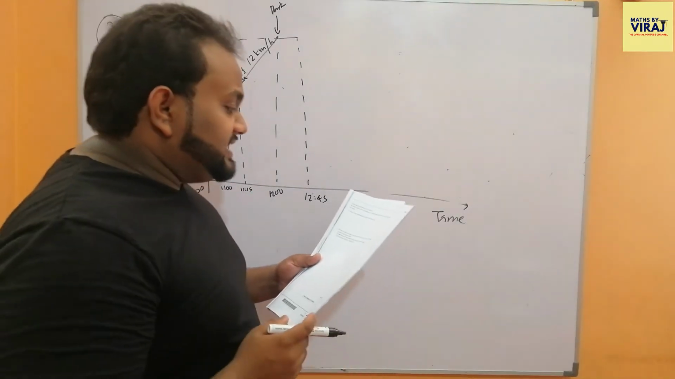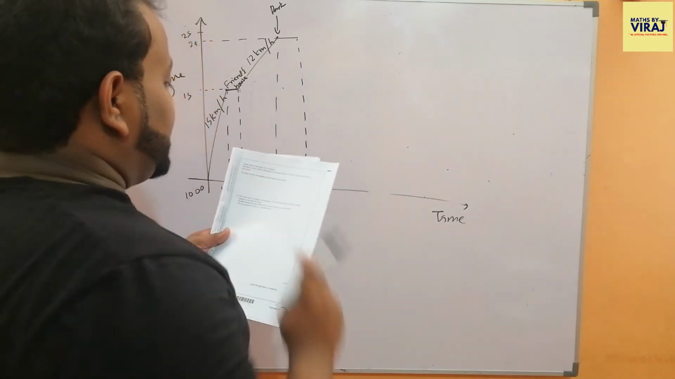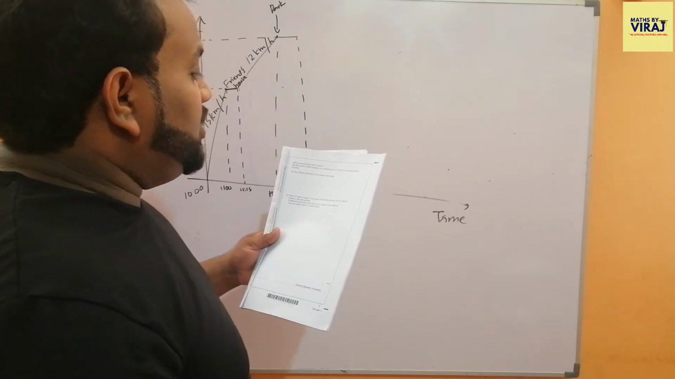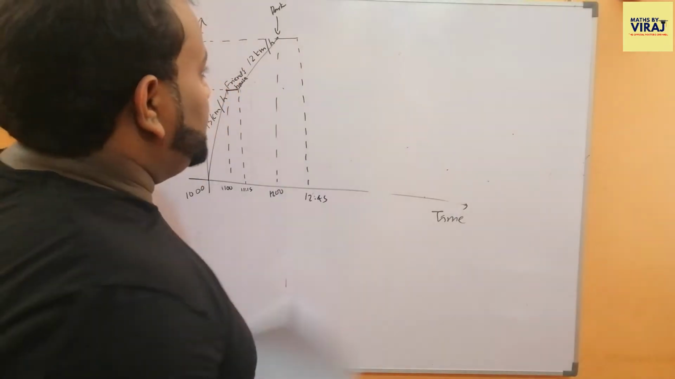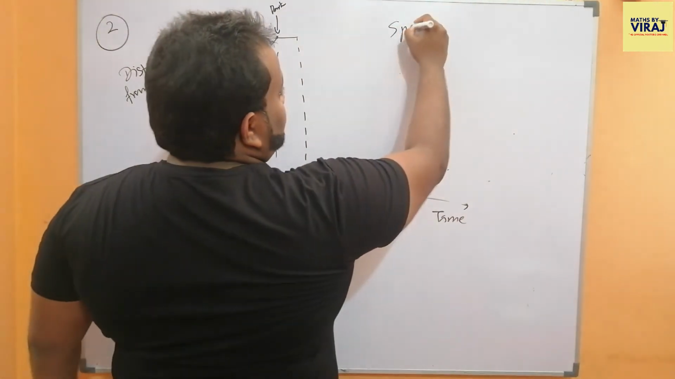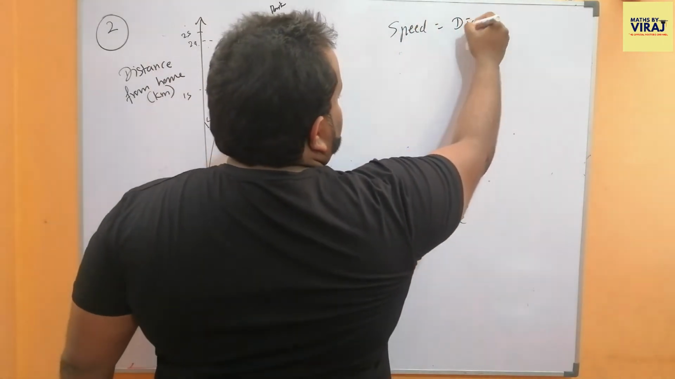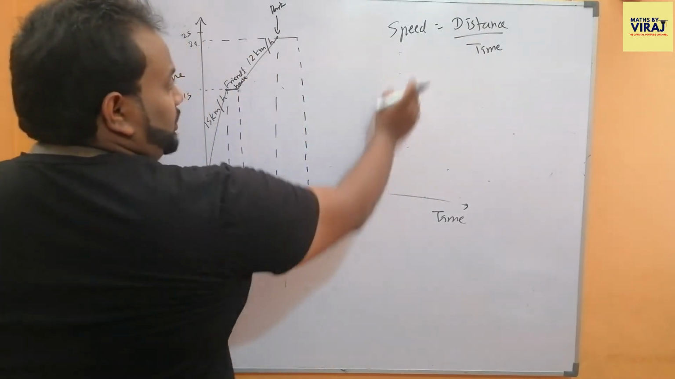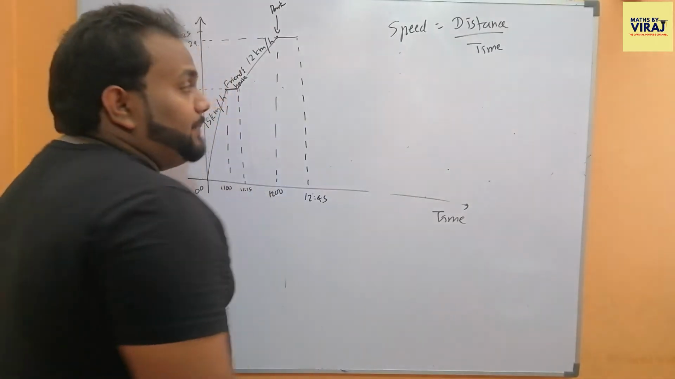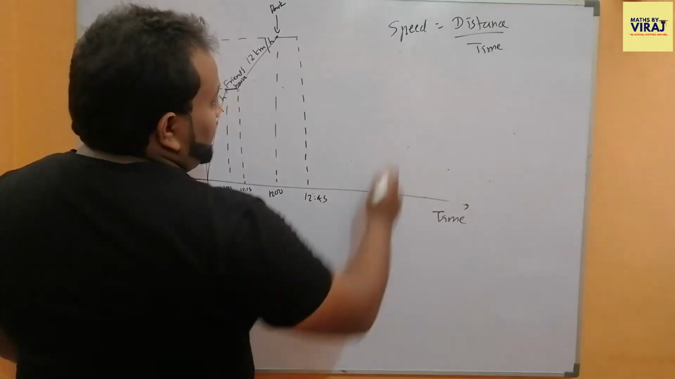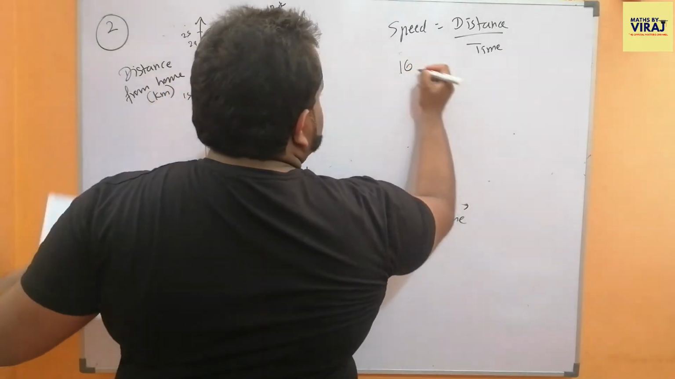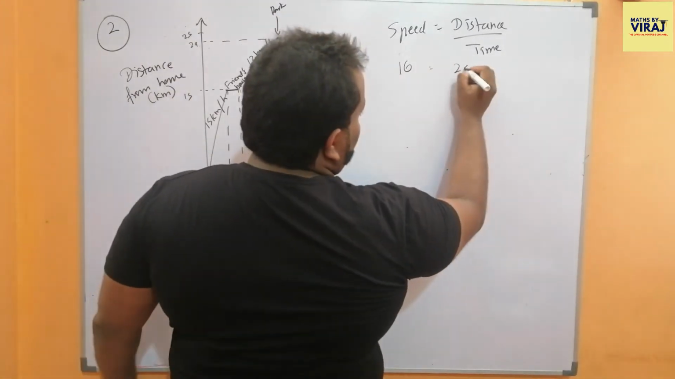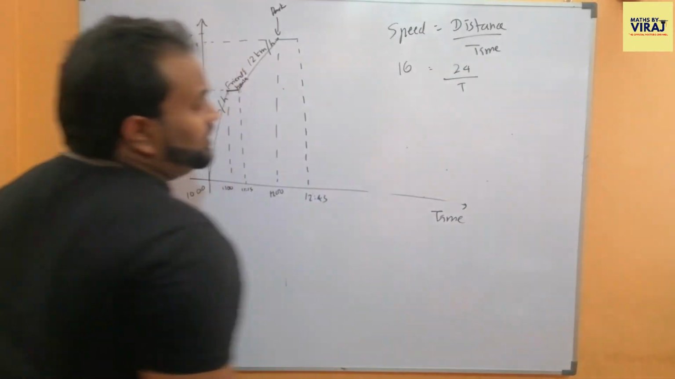Now, they have said that she just cycled without stopping at a constant speed of 16 kilometers per hour from the park back to her home. Now, children, again, we know the equation speed is equal to distance over time. Here, we know the speed, we know the distance, but we do not know the time. The speed is 16 and the distance is 24. Now, time is what we should find.